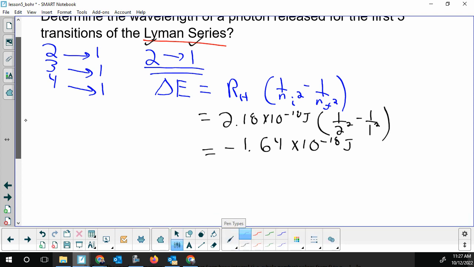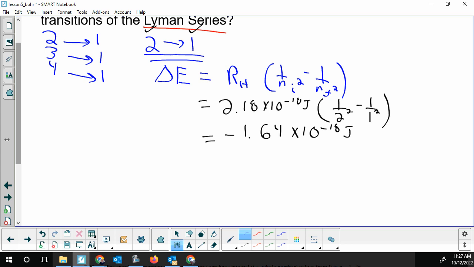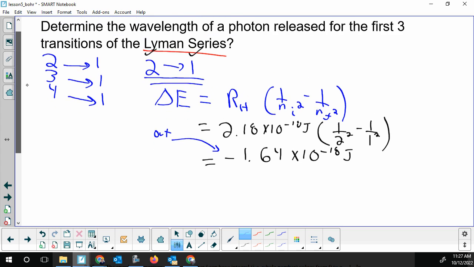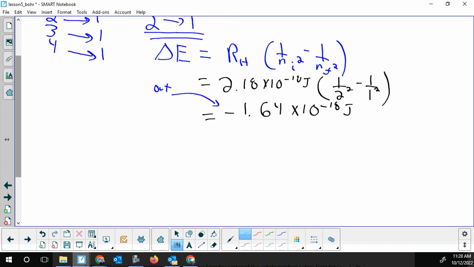So that is our energy for the transition. We got a negative number, and we just have to realize this is energy out or released. I use the word out because it's easier to write. So I'm not going to continue that negative, but these are colors we're going to see. It's not an input, it's an output. Now I asked what wavelength would I see. I want to deal with the wavelength part.